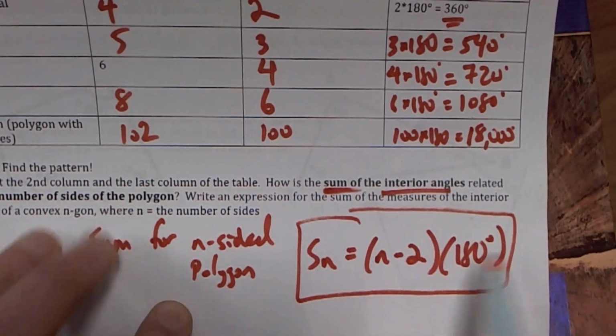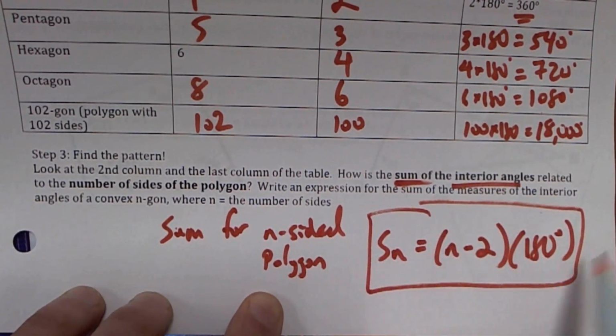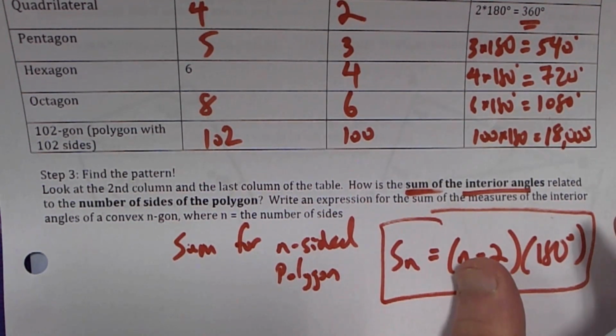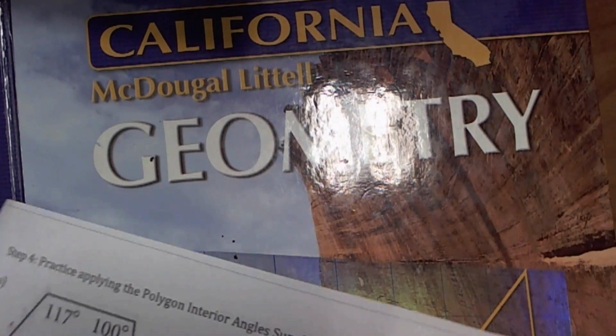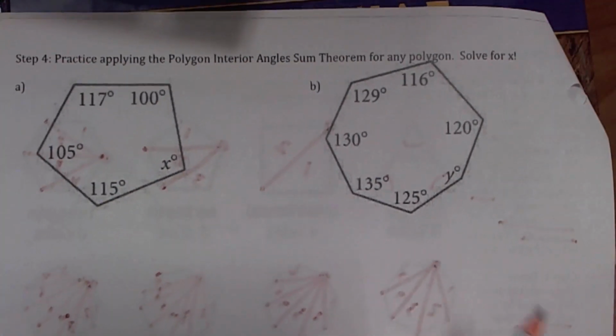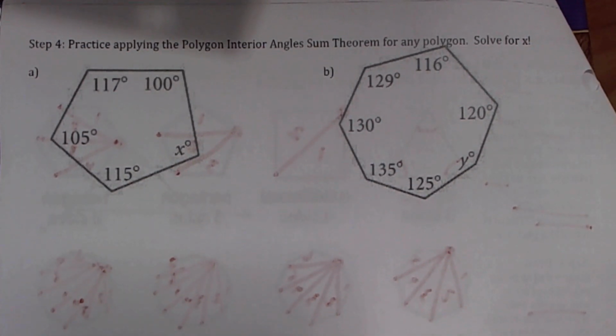So this is the first thing we have to remember for today. The sum is going to be the number of sides minus 2 times 180. So let's try a couple practice problems here. Okay, practice applying.